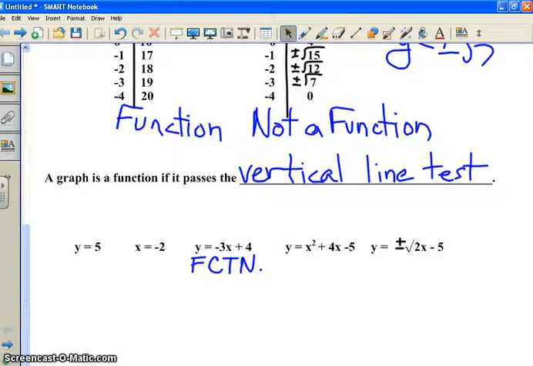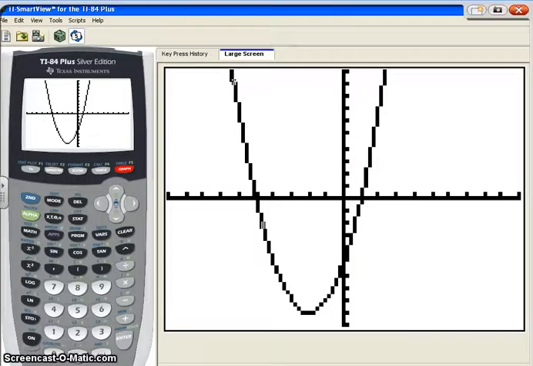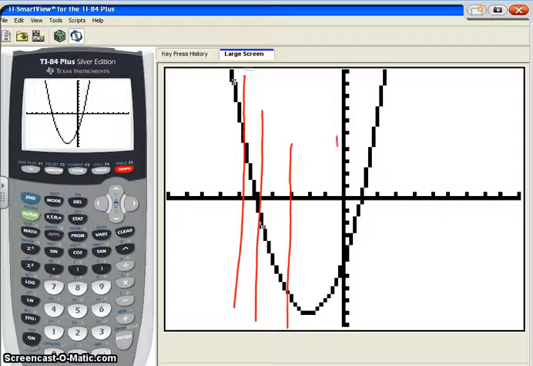Let's go over to the right, do the parabola next. y equals x squared plus 4x minus 5. Here's the graph, and notice when I start drawing vertical lines, I hit it once, hit it once, hit it once. Each x value is associated with one y value. So a parabola is a function.